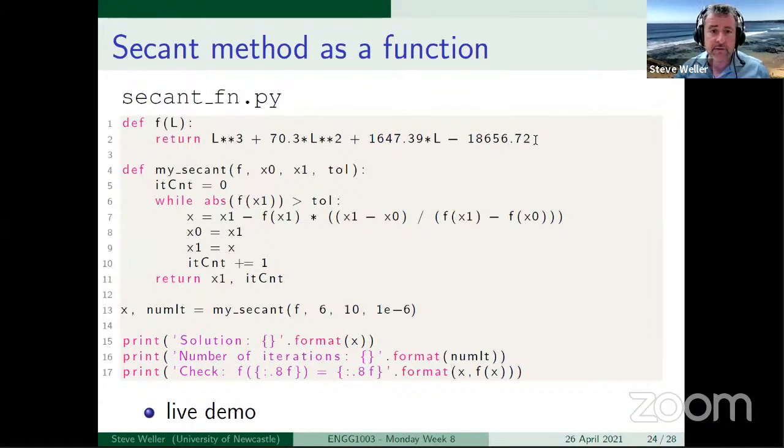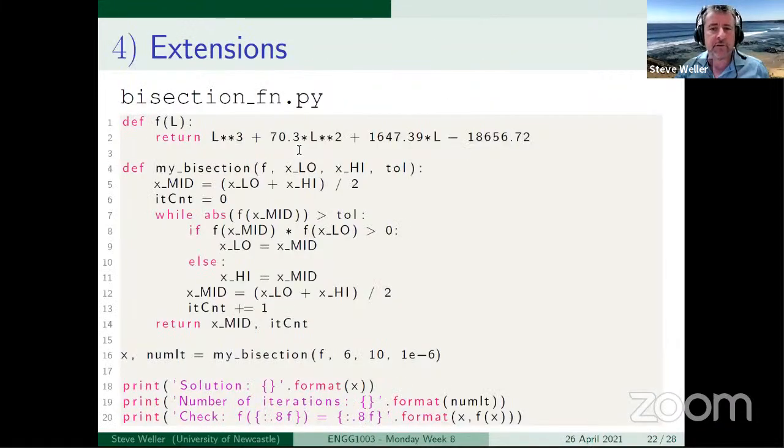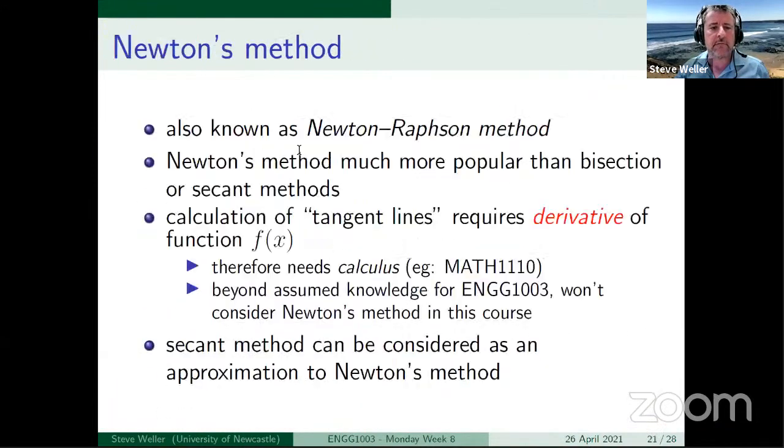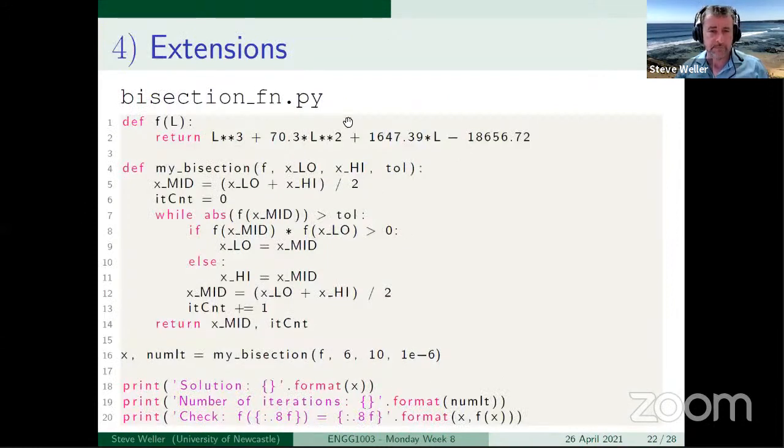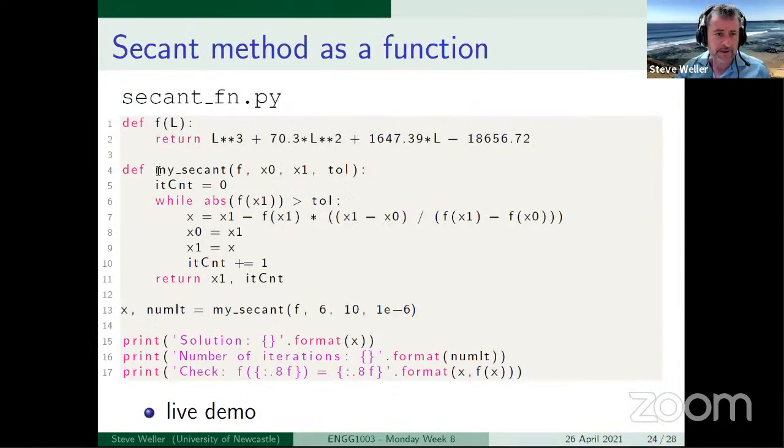Function, I've written it in a slightly different form there. That's unintentional, was it? Doesn't matter, same function, it's all good. I've just realized it's not a bug in the code. It's an alternative definition of the same function written in a slightly different way. Okay, so then we've got the secant algorithm written as a function.